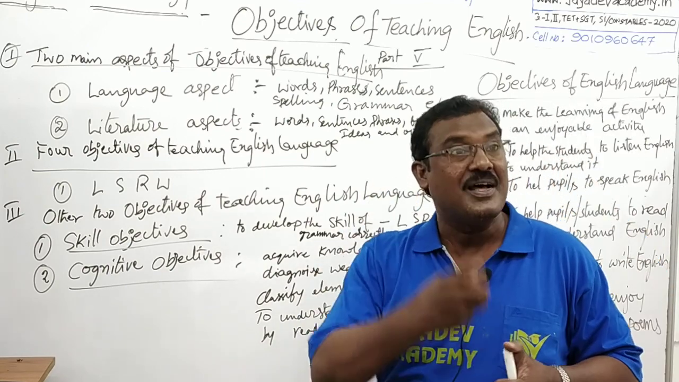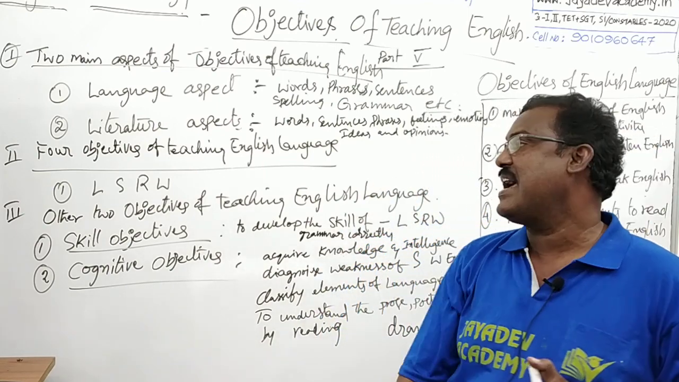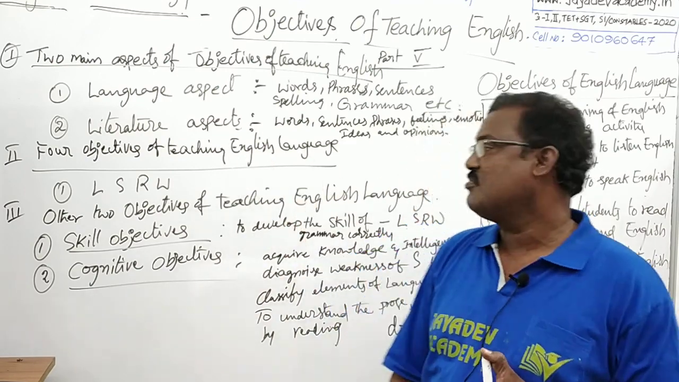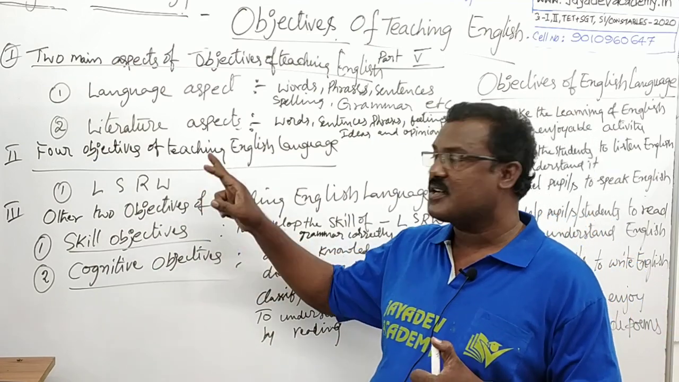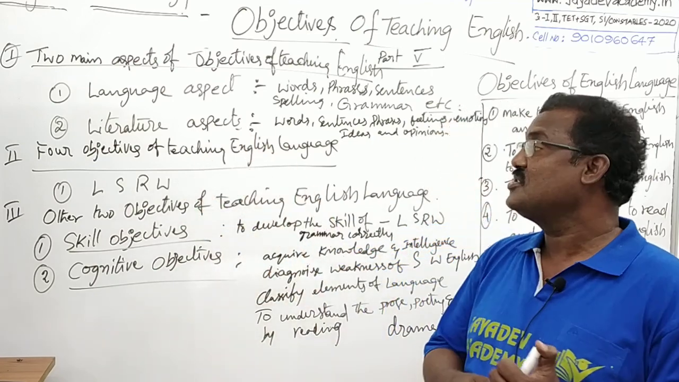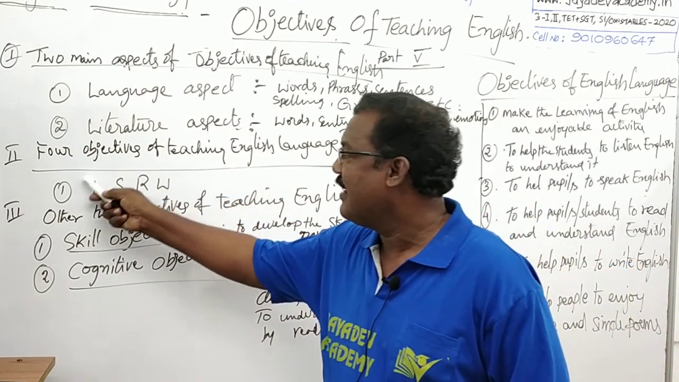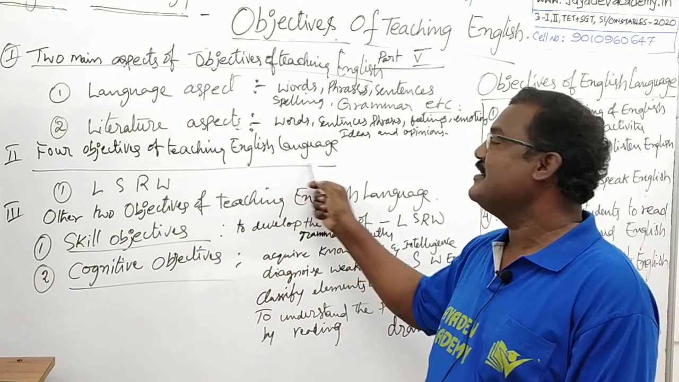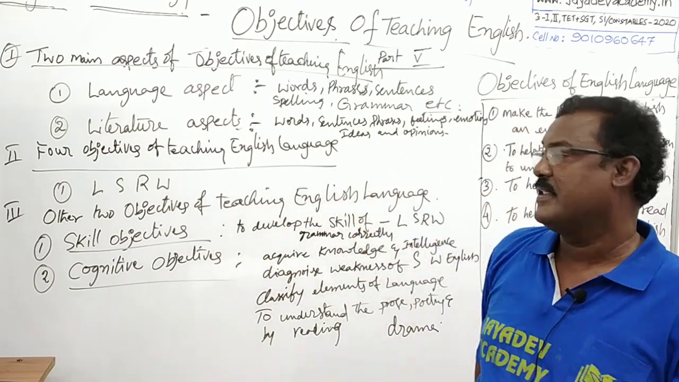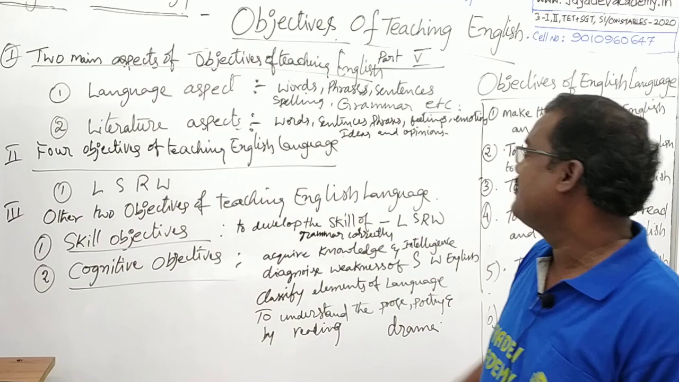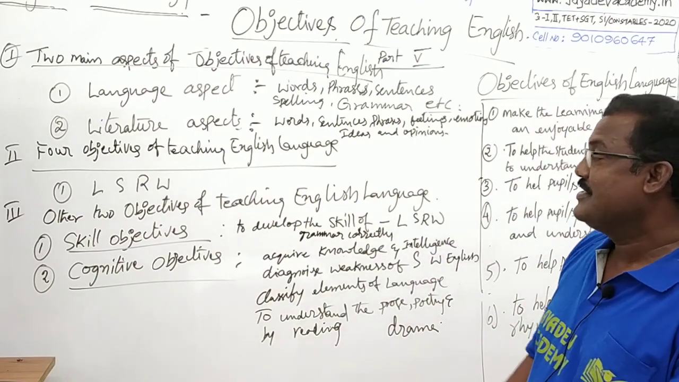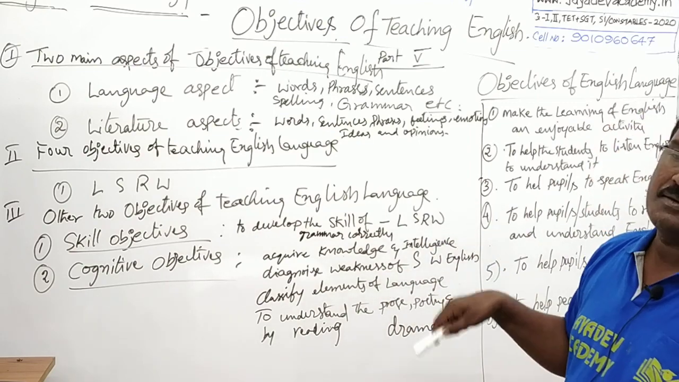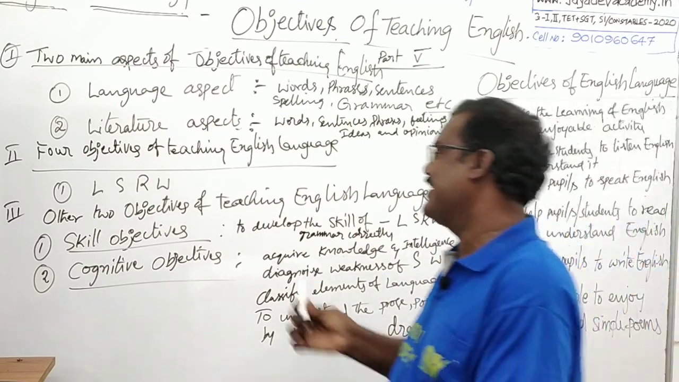He has to use elements of the language, where he has to keep a capital letter, where he should keep question marks and exclamation marks. Such skills the student should get. These are the objectives the teacher should take into consideration while teaching English language. Now, the other two objectives of teaching English language. Now, skill objectives. Already we discussed here to develop the skill of LSRW: listening, speaking, reading and writing.